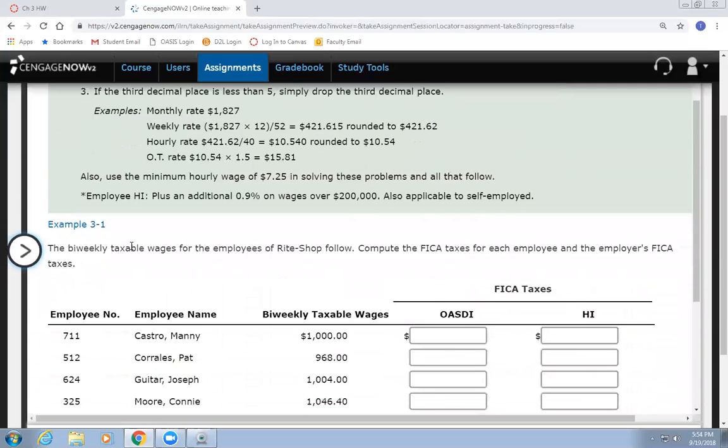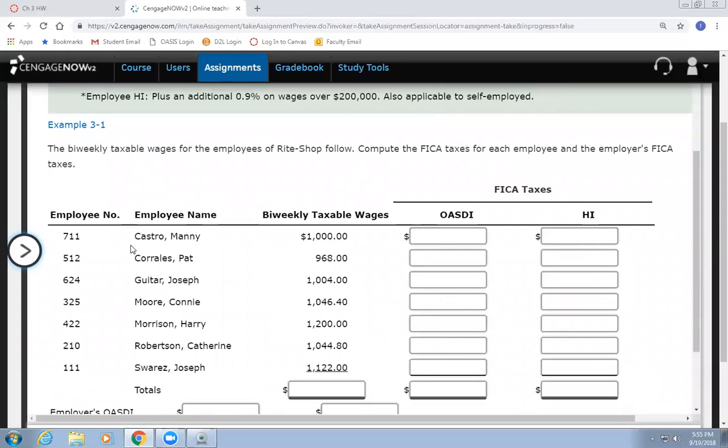So this first one is really just calculating both Social Security and Medicare taxes on all of our employees. These are all pretty straightforward. They're just computations. Just make sure you round appropriately. We always round to 2 decimals. It says the biweekly taxable wages for employees of Right Shop follow. Compute the FICA taxes for each employee and the employer's FICA taxes. Again, employee and employer will be the same.